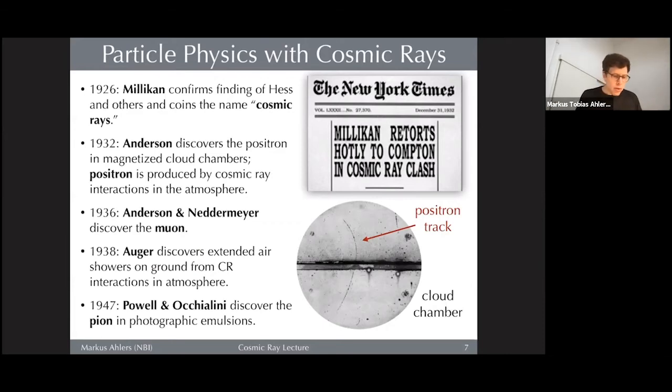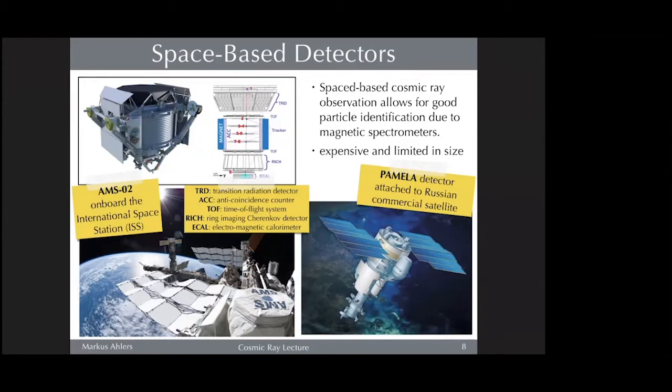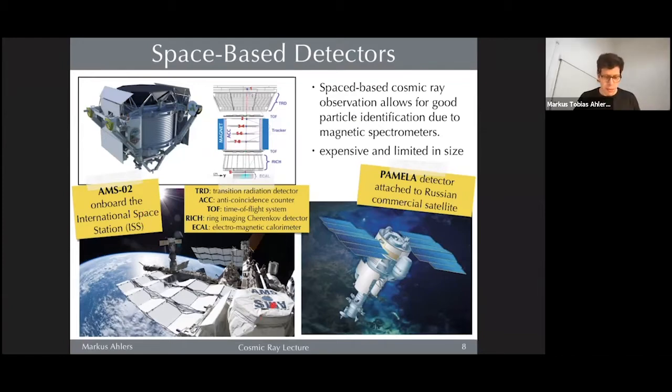So the state of the art today in terms of cosmic ray observations are basically coming from 3 different detection methods. At low energies below about 1 tera-electron volt, you can go into space. So here you see the example of the AMS-2 detector, which is on board the International Space Station, sitting here.